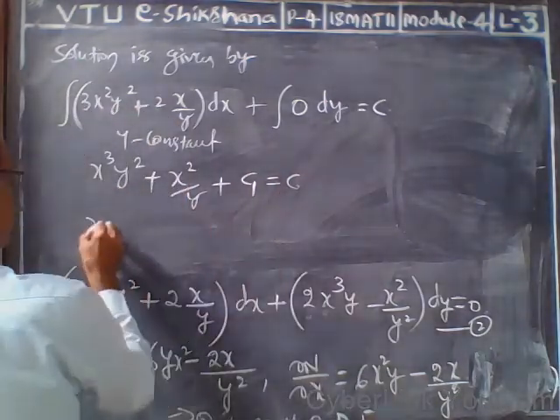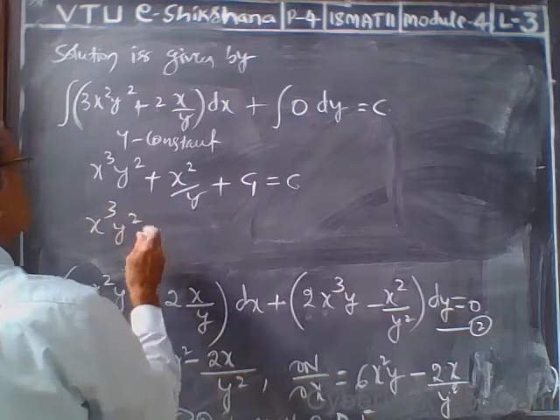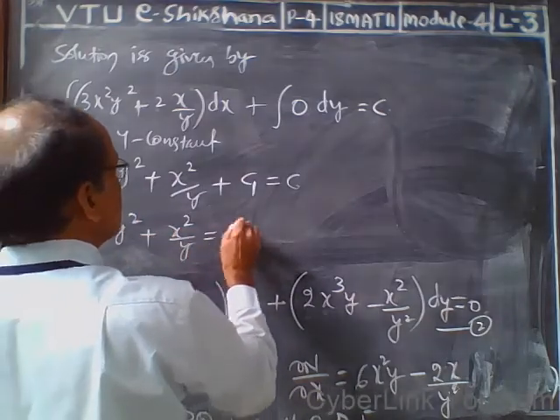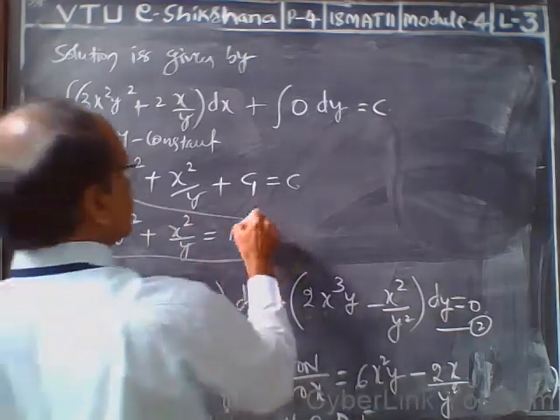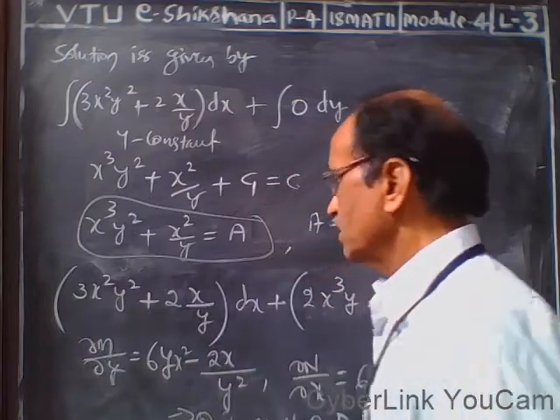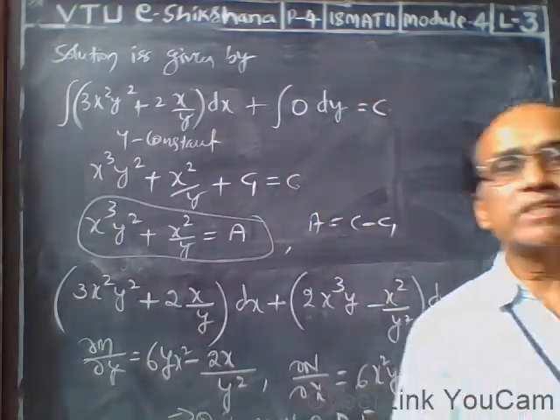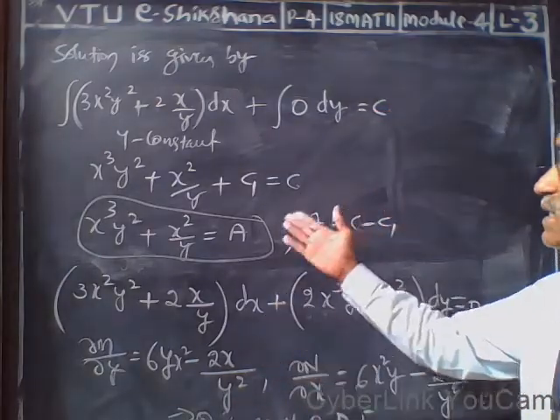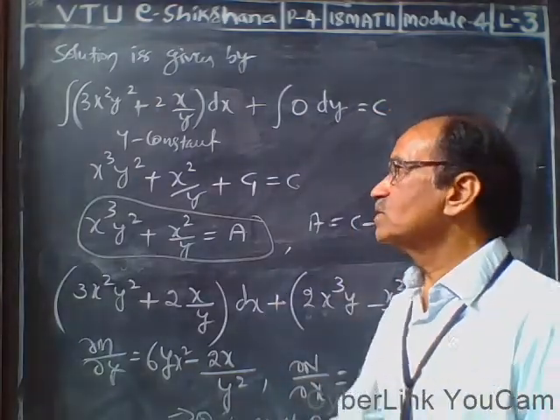And finally you can write x cube y square plus x square by y is equal to a, where a is equal to c minus c1. That is the constant of integration you can put. You can club both the constants and put it as a, that is a is equal to c minus c1.